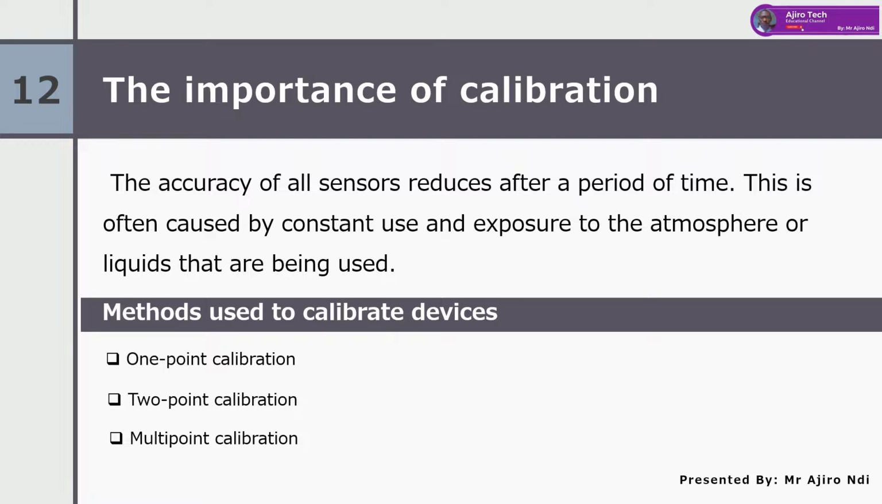It's the easiest to perform. Only one measurement point is needed. That's why it's called a 1-point calibration. So only one measurement point is needed.